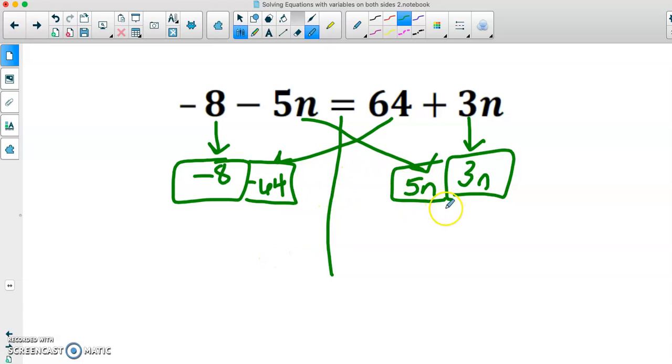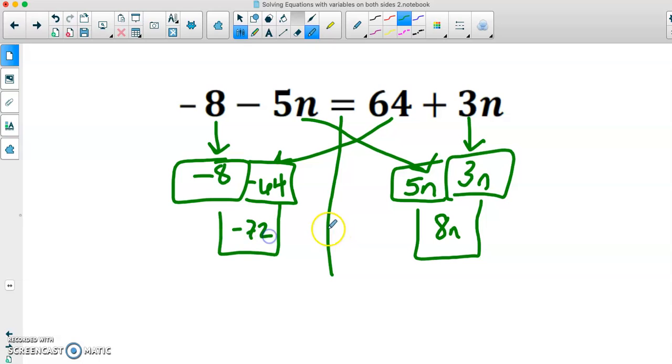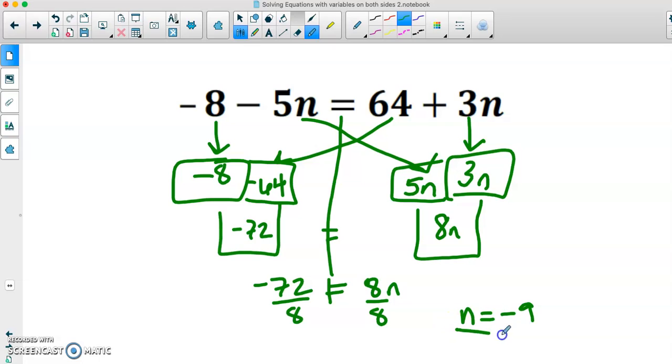Now we can just combine like terms. So 5n and 3n, what's that going to be? Right, that's going to be an 8n. And then -8 and -64, put those together. What am I going to get? A -72. So those are equal to each other. And how do I get n by itself? Right, I'm going to divide by 8 on both sides. So -72 divided by 8, n is going to equal -9. We are not going to forget about our negatives. Very, very good.